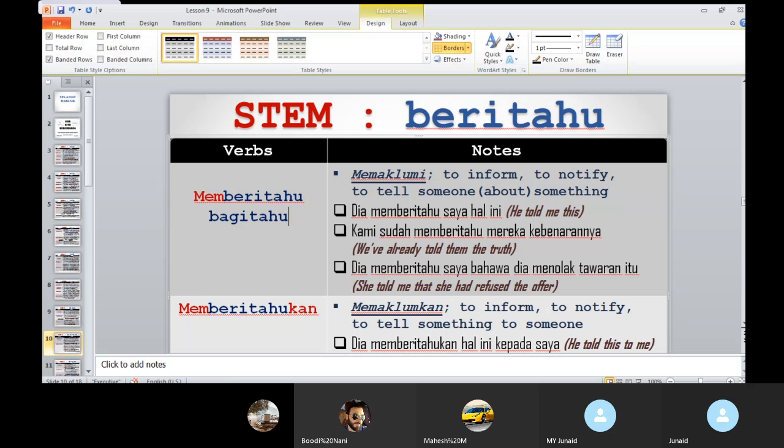In spoken Malay, you might say bagi tahu. We just say bagi tahu. You use this a lot in spoken Malay. Maybe someone says to you, bagi tahu saya. Tell me. Bagi tahu dia. Tell her. Something like that.